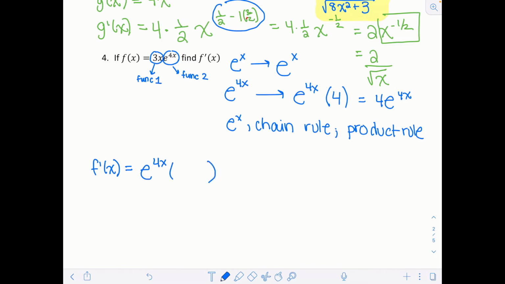Then I need to multiply by the derivative of function 1, which is 3x, and the derivative of that is 3. And then now it's the product rule, so I do addition instead of subtraction, and then I just switch these around. So now I'm going to write the 3x, not taking any derivatives, and then I'm going to multiply by the derivative of e to the 4x, which we already talked about. That derivative is 4e to the 4x.